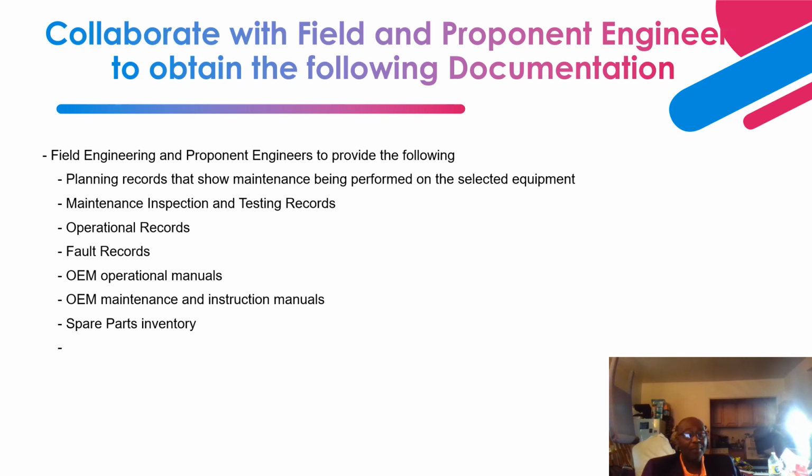And if maintenance wasn't done when it was supposed to, there has to be a reason why. That is when you need to investigate and find out why maintenance wasn't done as it was supposed to. Then I indicated that you're supposed to obtain the maintenance inspection and testing records, operational records, fault records, OEM operational manuals, OEM maintenance instruction manuals, and spare parts inventory.